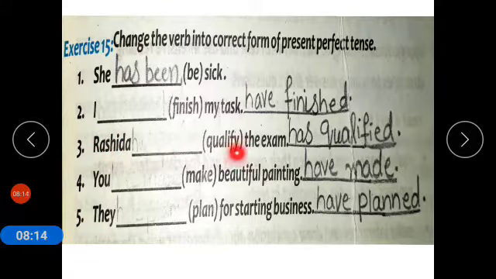Rashda dash qualify the exam. Rashda has qualified the exam. You dash make beautiful painting. You have made beautiful painting. They dash plan for starting business. They have planned for starting business.